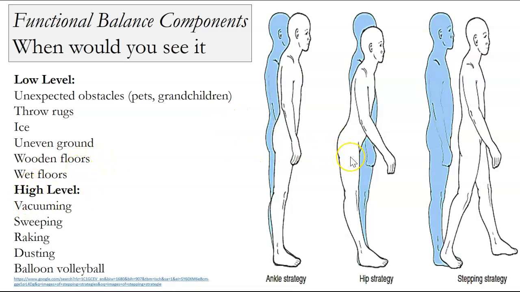High-level tasks involve stepping strategies, especially if you lose your balance: vacuuming, sweeping, raking outdoors, which is a big one, and dusting, reaching all over to dust different parts. Balloon volleyball, you see a lot of therapists doing that in nursing homes. They're working on these different strategies: the hip and stepping strategy if they're standing, maybe more of a hip strategy if they're sitting, depending on where the person is at and what level they're at.